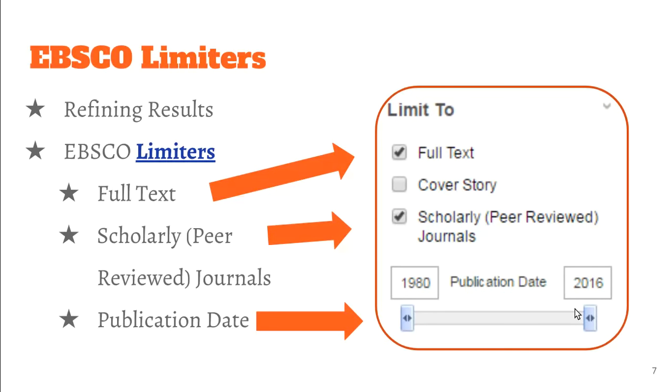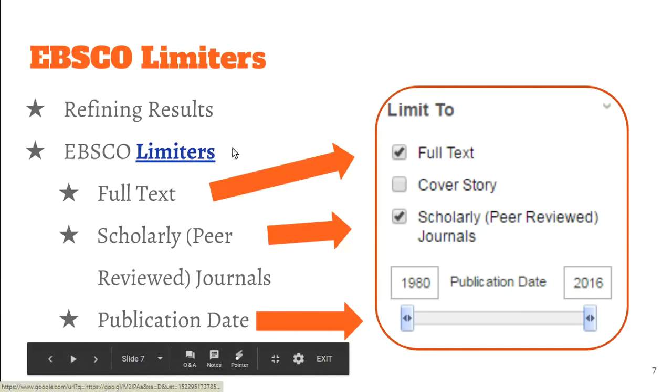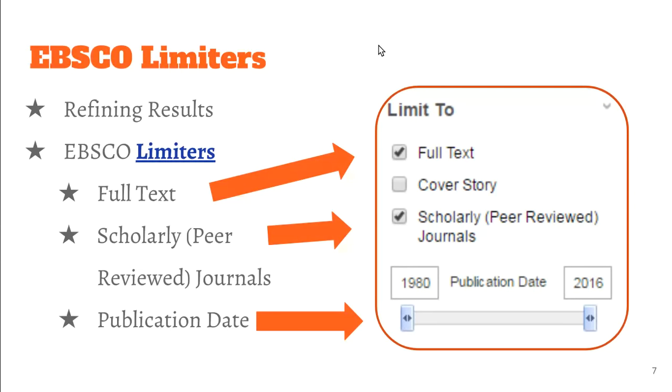So if you're looking for historical information, you might want that date to be a little farther back in history. If your professor, like myself, is asking you for something more modern, you probably want to move that up to 2000 to 2017 or 2018. Okay, so be aware that you want to use these limiters to help you. Also here, I have a link that will take you to describe all of the different limiters that EBSCO provides.